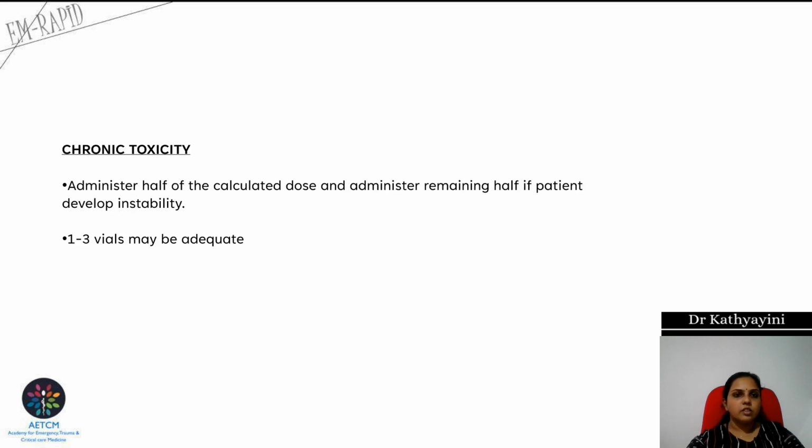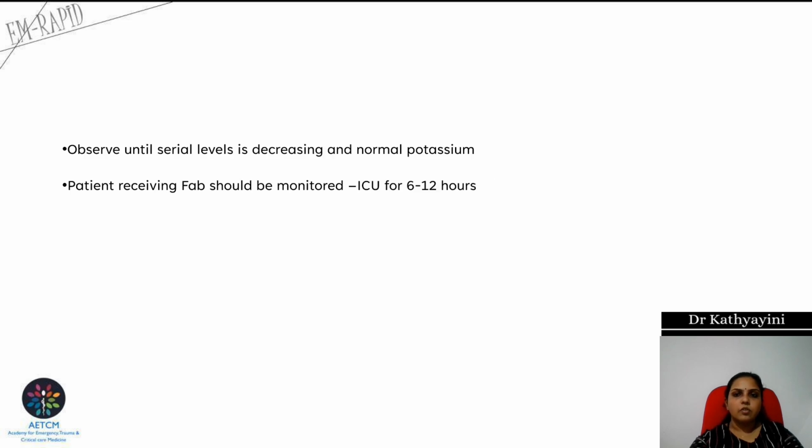In chronic toxicity, half of the calculated dose is administered, and if the patient is developing any instability, we can give the other half. Usually in chronic toxicity, around 1 to 3 vials of digoxin specific antibody fragments will be required to reverse the toxic effect. We have to admit the patient to an ICU, monitor for a minimum of 6 to 12 hours, keep the patient on continuous cardiac monitoring, and monitor the serum potassium levels.